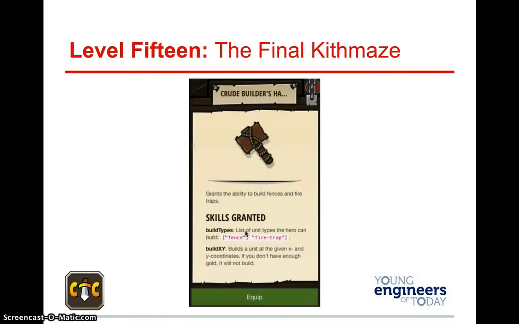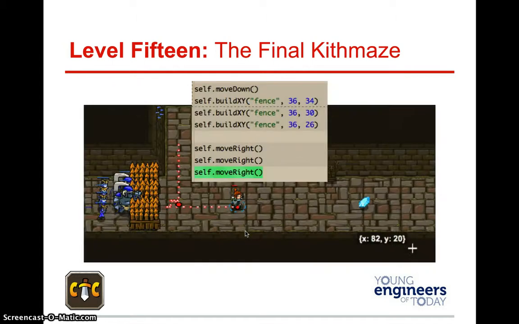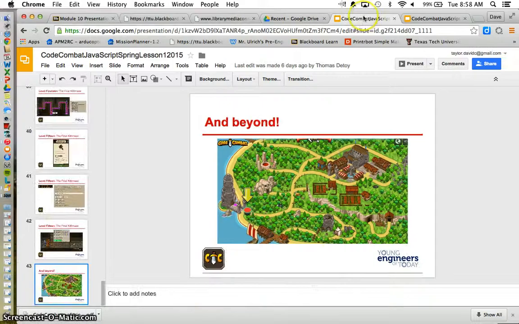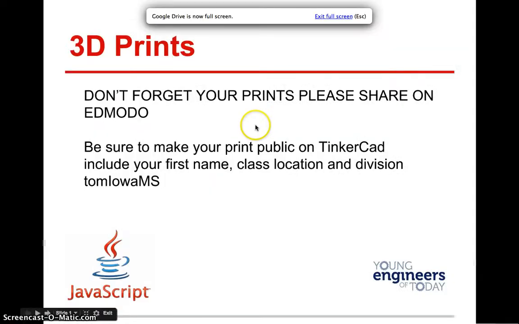Now, level 15, the final Kithmas maze, you get this tool that allows you to build at very specific XY coordinates. As you can see here, you have to build through and beyond, and you can complete that. Now, we're going to switch over to the other presentation for lesson 2, and we'll quickly go through that.